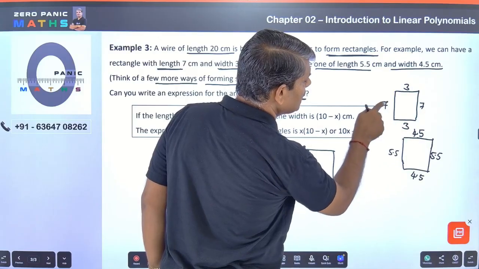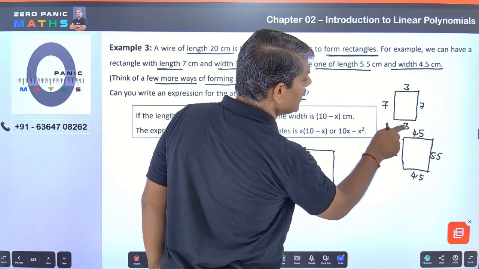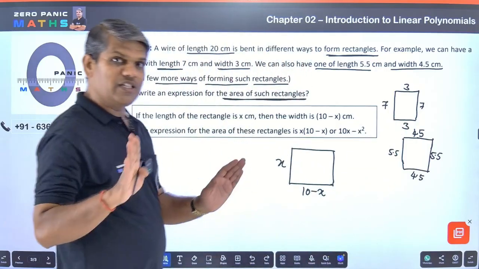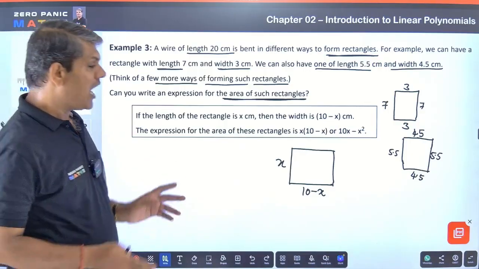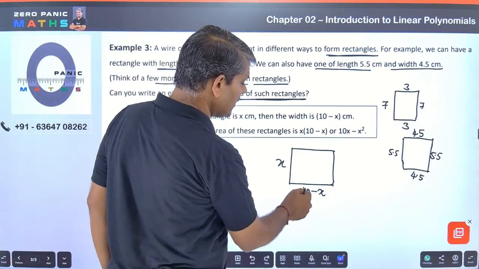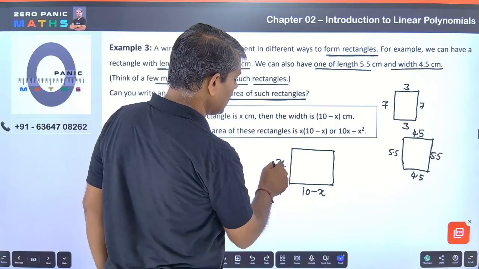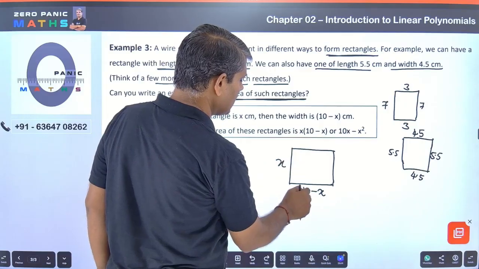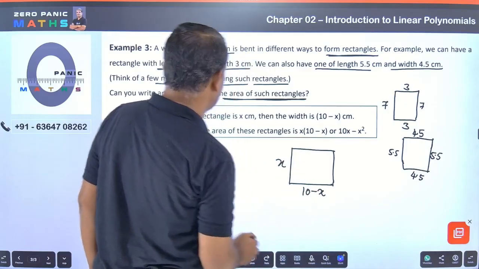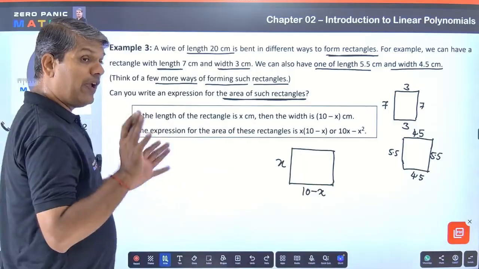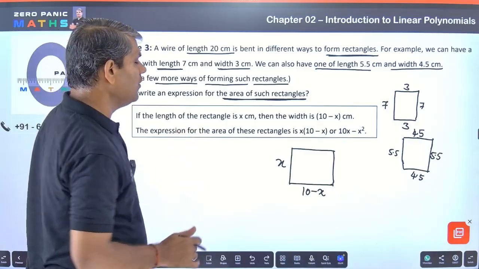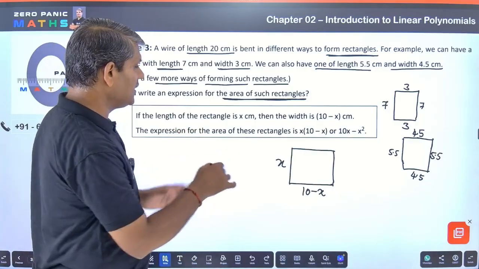If it is 3, see, if 7 is the length, then 3 is the width. How did you get 3? It is 10 minus 7. So in general, how are we finding the width? It is 10 minus x. If you consider length as x, then width is 10 minus x, and that is the way to find out the generic way of finding the area of this rectangle.